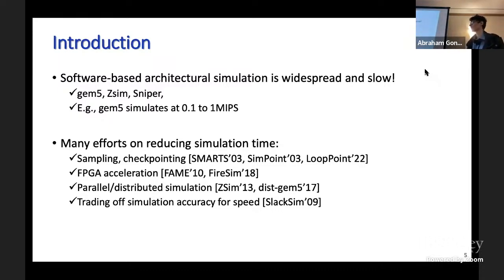So a lot of efforts have gone into reducing simulation time. Examples are sampling and checkpointing, FPGA acceleration, for example, FireSim, parallel and distributed simulation, so spreading the simulation out across multiple nodes, and trading off simulation accuracy for speed.